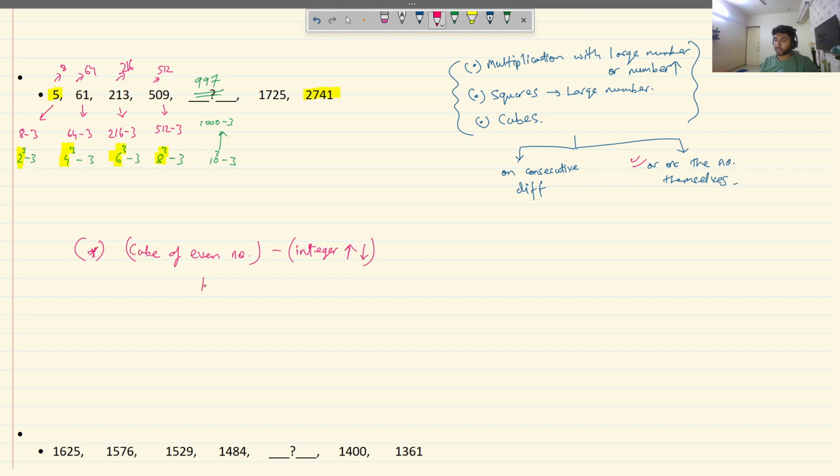And needless to say, another version of the same logic would be vice versa of this: cube of odd number minus an integer, that can keep increasing, decreasing, or even be constant. In this case it was constant. So this was my logic, this was my observation before starting the question.